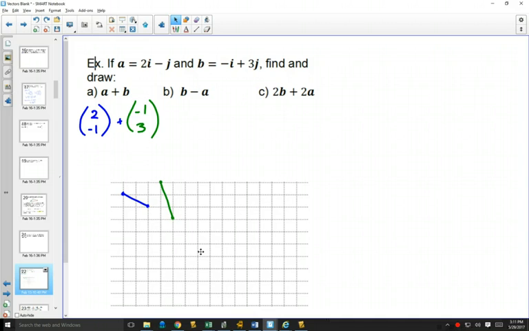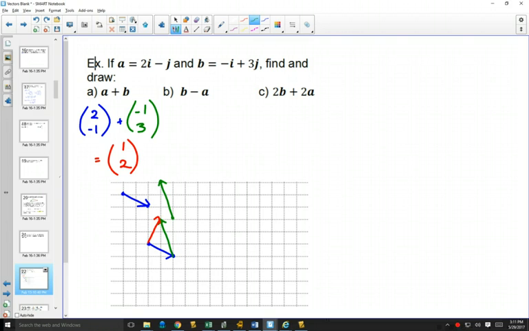So if I wanted to do A plus B, I'm going to take A and put it somewhere. There's A. I'm going to add the arrowhead to that because A started with an arrowhead here. B would have started with an arrowhead there. I'm going to go A, and then I'm going to add B to it. So I'm going to go to where it ended, add my arrowhead here. My resultant would be this. That's 1 to the right and 2 up.